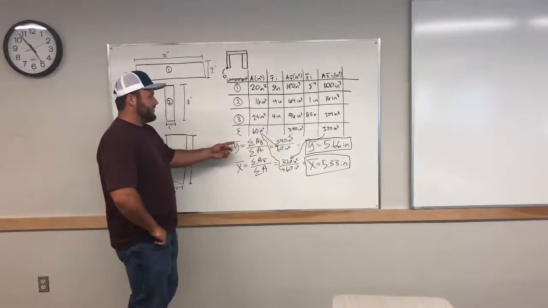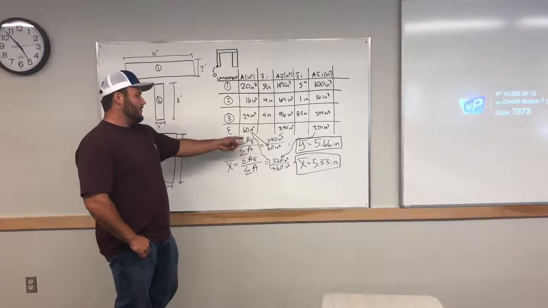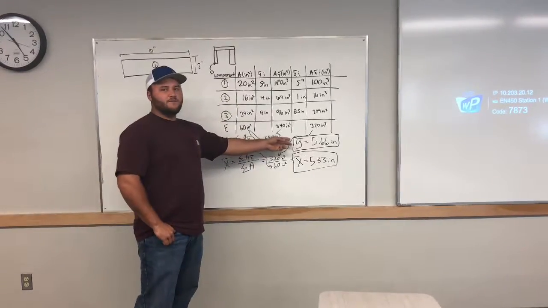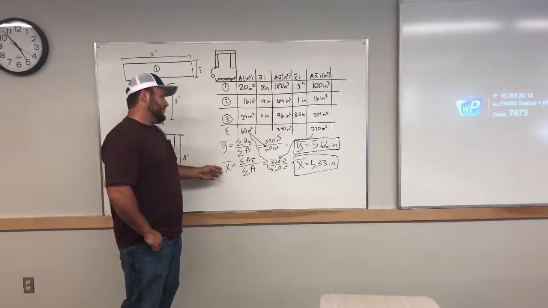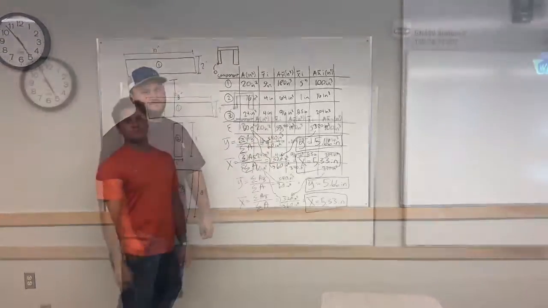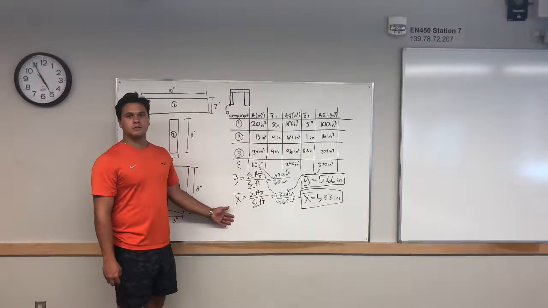Here you have x bar and y bar. How you find y bar, you're going to take the sum of Ay bar, put it over the top, sum your areas, divide those two, that gives you y bar. Then you do the same thing for x bar. You get 5.66 for y bar, 5.33 for x bar. Now that we found the centroid, let's move to the next board.